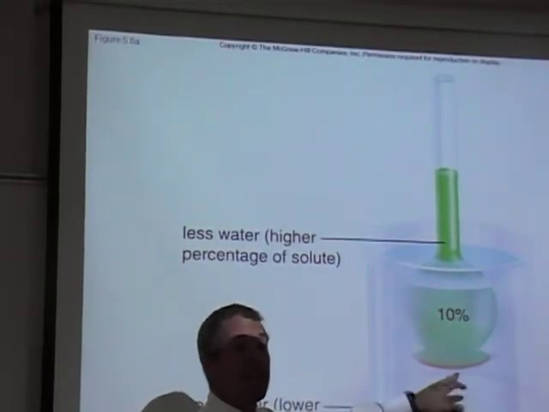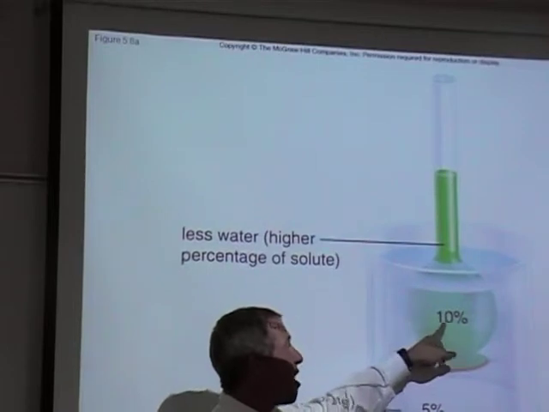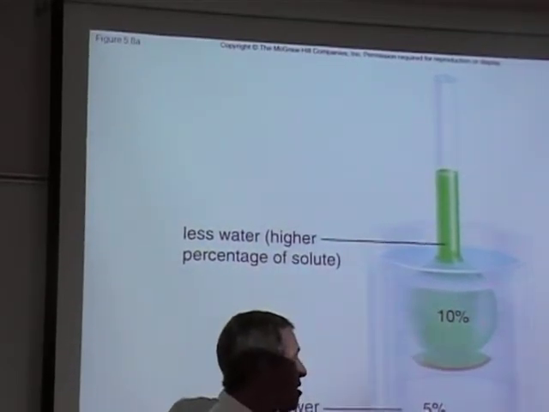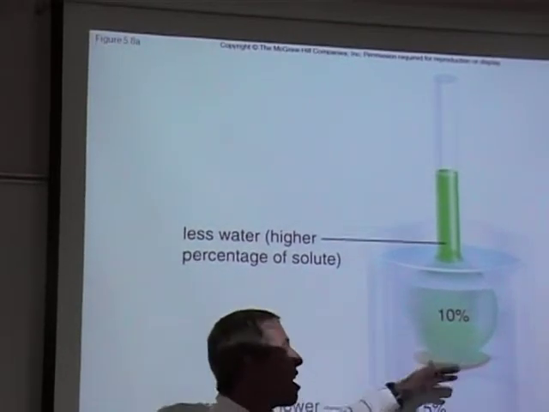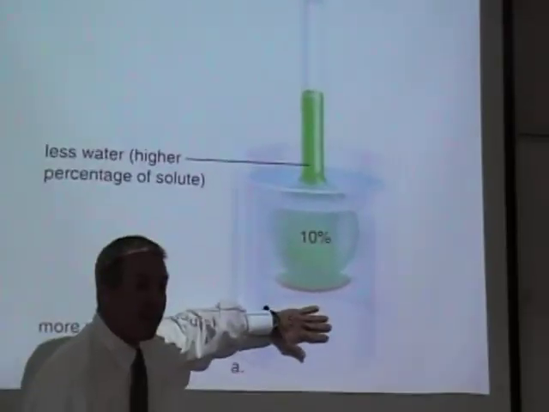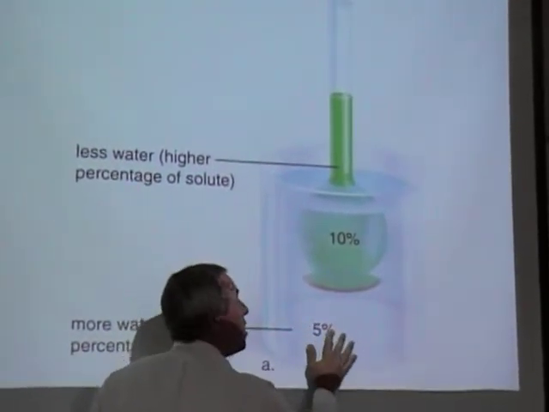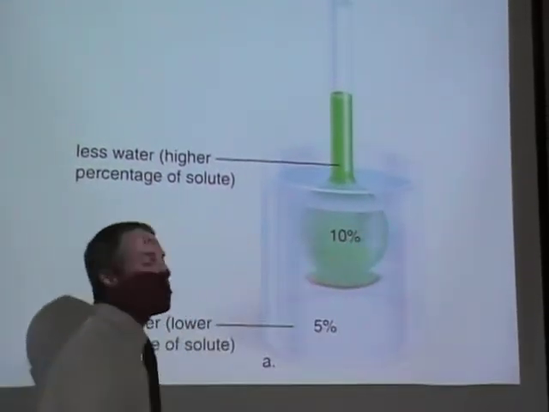If you look at the percentages here, this one is 10% solute, so it's 90% water. The percentage here is 5% solute, so it's 95% water. Where is the higher concentration of water? The bottom. Here. So water is going to move from high concentration of water to low concentration of water. Water is going to move into the thistle tube.